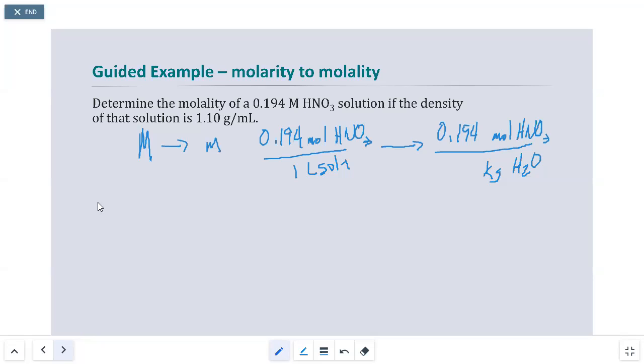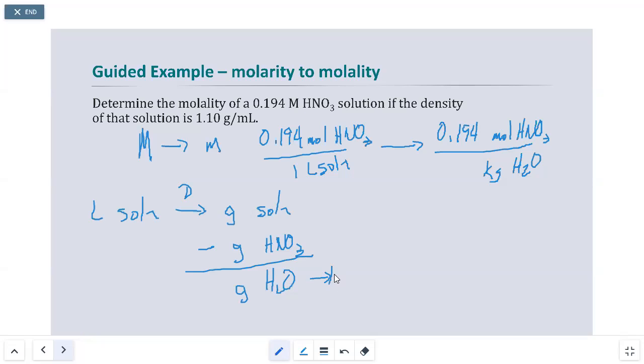What we have to do is turn the liters of solution into grams of solution using the density, and then subtract from that the grams of nitric acid to give us the grams of water that we can then turn into kilograms. So that's what we have to do. This is the wrinkle that is different.